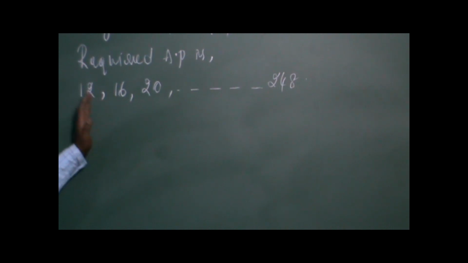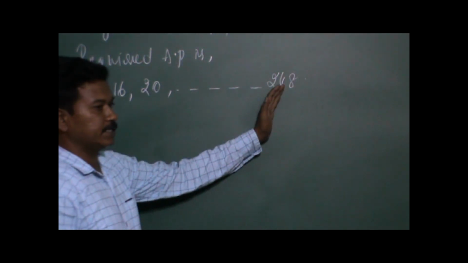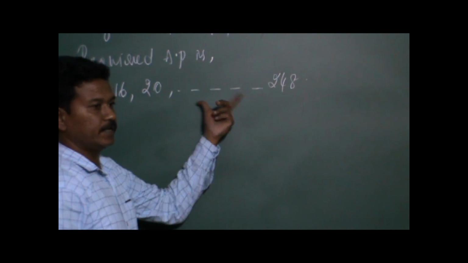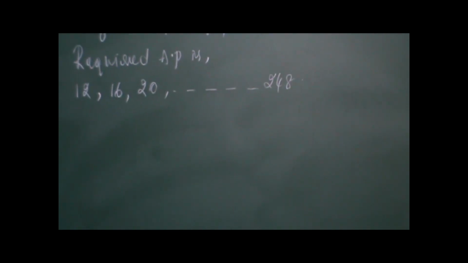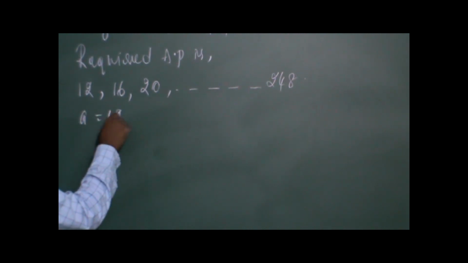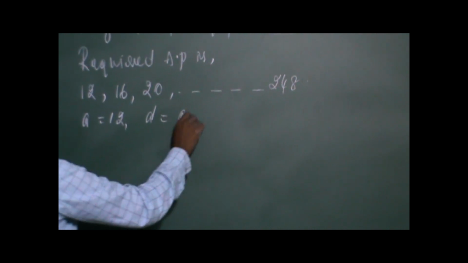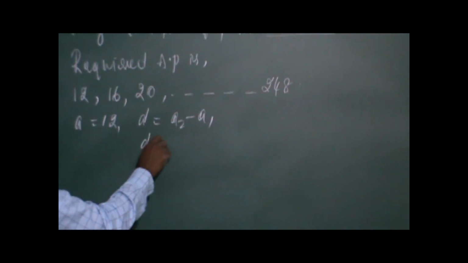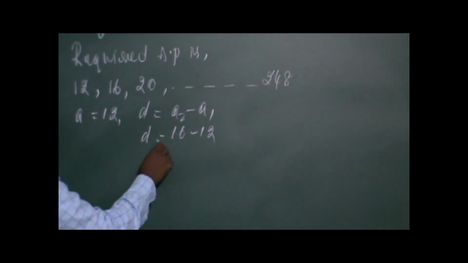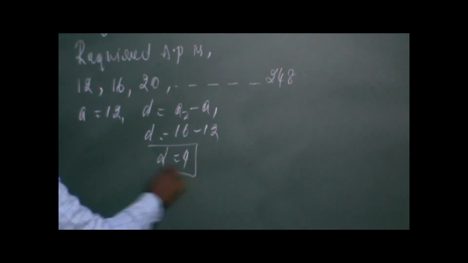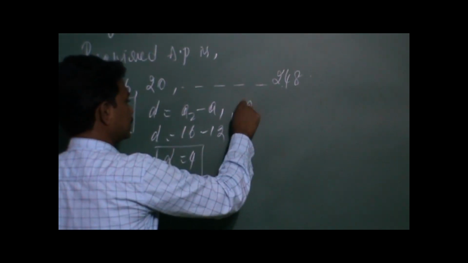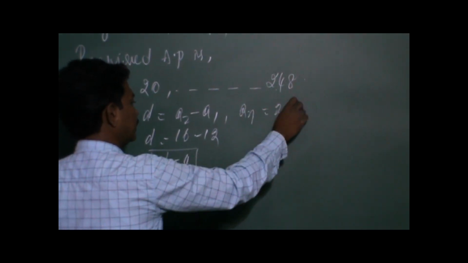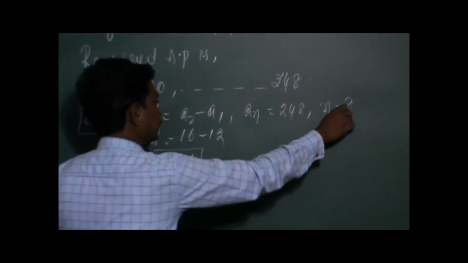So starting from 12 to 248, including some terms in between, totally how many terms are there we have to find out. That is nothing but we have to find the value of n. So write down the data, a is equal to 12, d is equal to a2 minus a1. So d is equal to 16 minus 12. So d is equal to 4. This is the value of a and d. So the nth term an is equal to 248. We have to find the value of n.